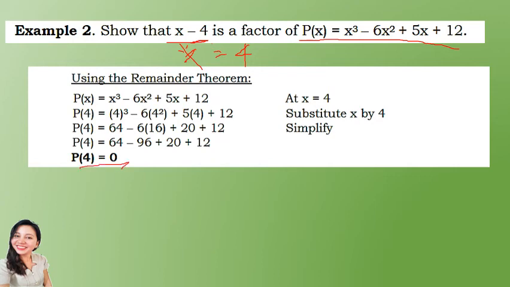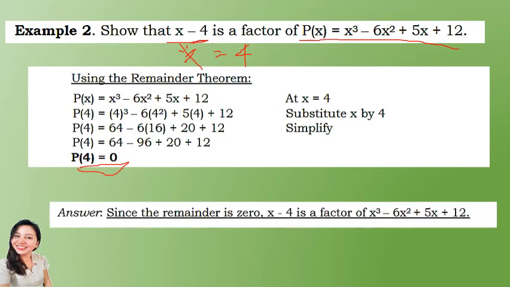Since the remainder is 0, therefore x minus 4 is a factor of x cubed minus 6x squared plus 5x plus 12. Okay? Very good. Example number 3.